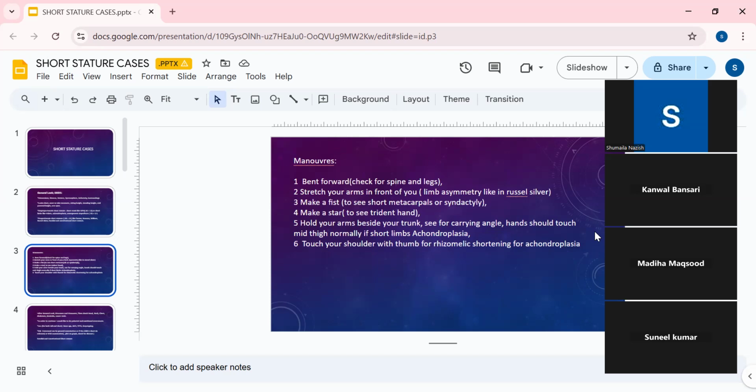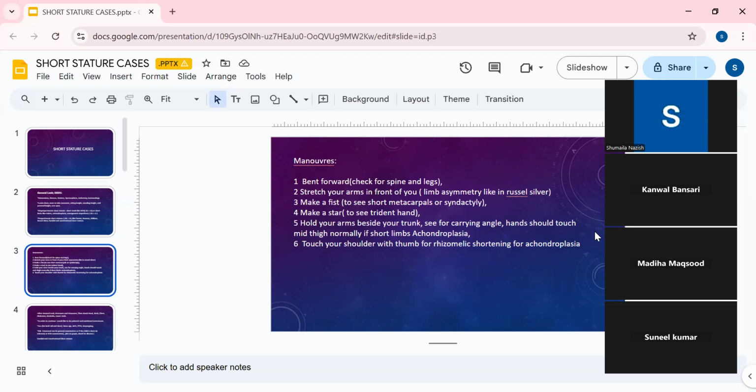Then you will ask him to make a star, as in you'll ask him to open the fingers widely and show the hands, okay. In this one, you will look for any trident hands, okay, small fingers, short chubby hands, any abnormal palmar creases, okay. So that is what you're looking for, okay.